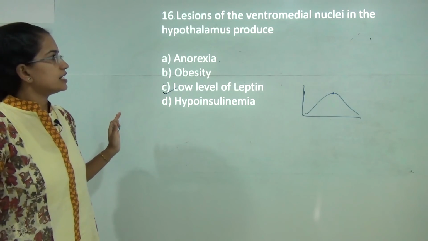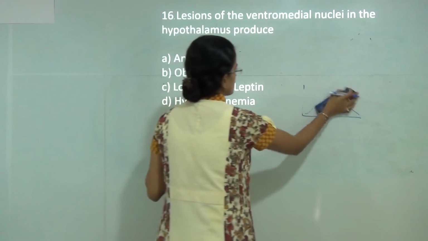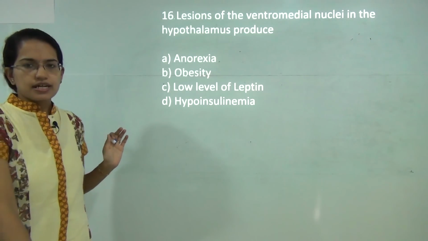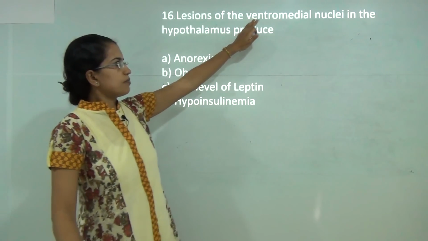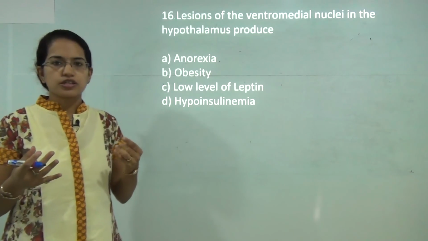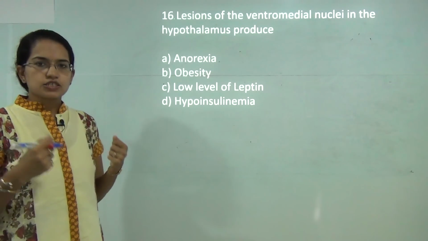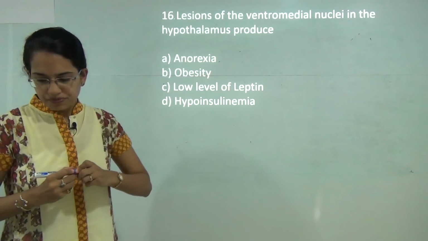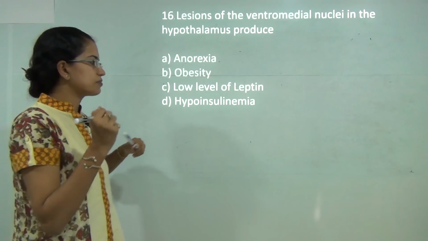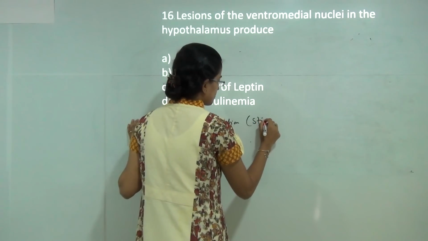Next question. Lesions of the ventromedial nuclei of the hypothalamus produce what? Now what would be the correct answer here? What we are trying to understand is that the ventromedial nuclei of the hypothalamus is also known as the satiety center, or the hunger satisfaction center. So if it is stimulated, what would happen? If it is stimulated, I would stop eating, or there would be cessation of eating.